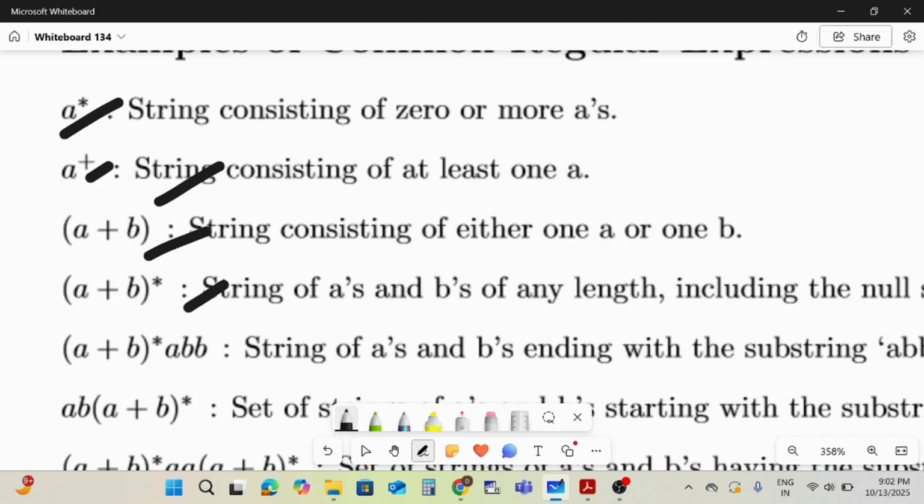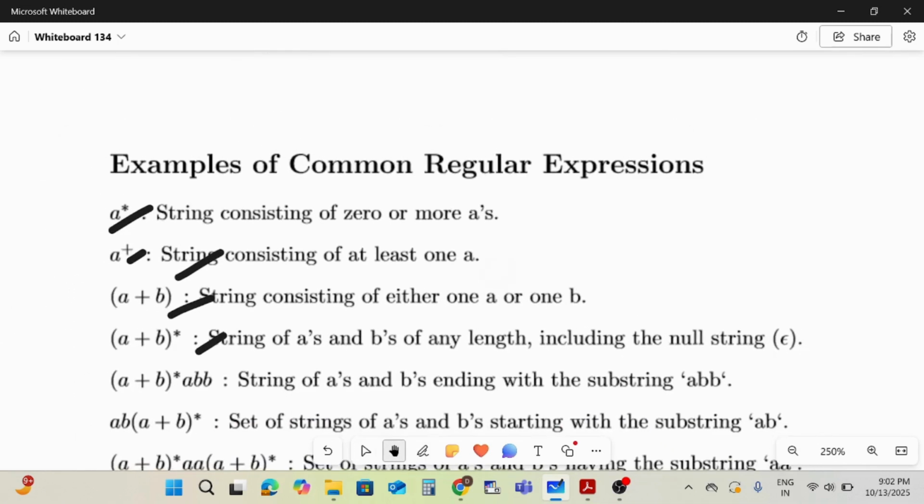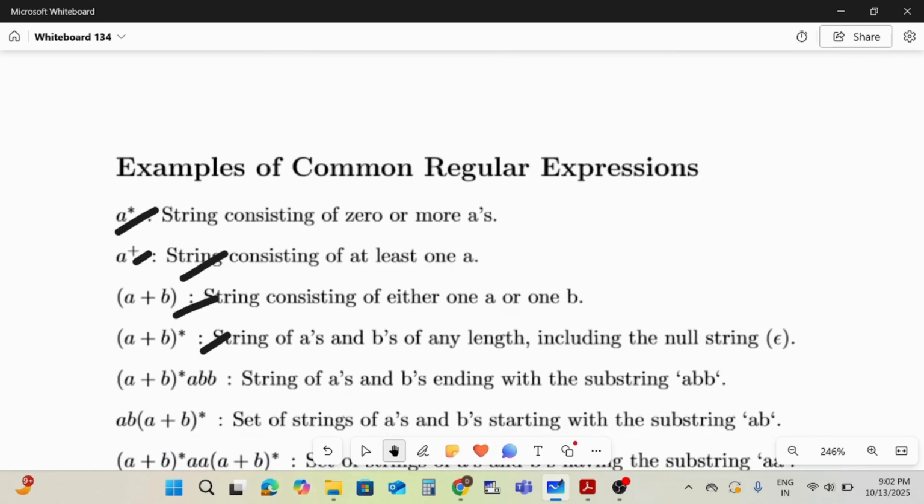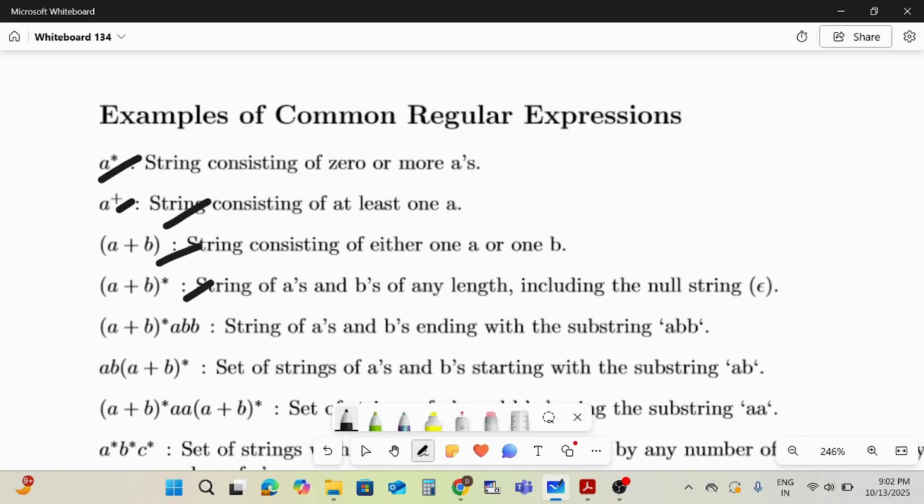Similarly, strings of A's and B's ending with ABB. So here you can see that it is going to be ending with ABB, and in the beginning you can have any number of A's or B's. Similarly, a set of strings of A's and B's starting with the substring AB. So you have it starting with AB, and at the end you can have any number of A's or B's.